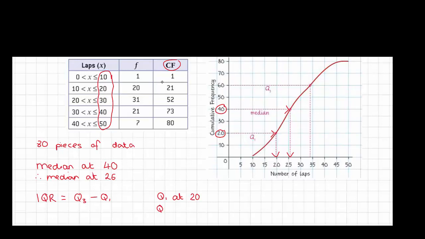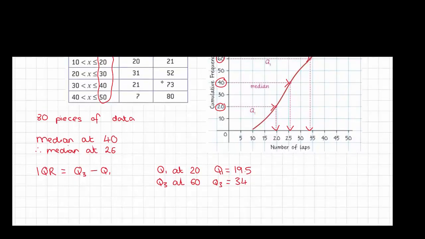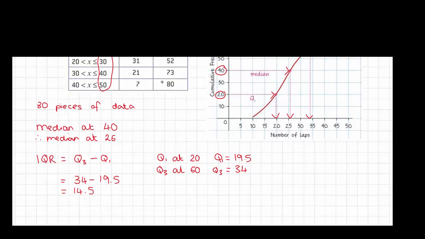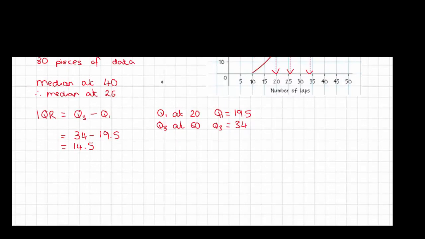And then remember, quartile 3 will be at 75% of the data, which would be 60 out of 80. Once again, we read off from there. So I would say that quartile 1 will equal 19.5, and quartile 3 will equal 34. From there, we can work out the interquartile range, so that would be 34 minus 19.5, which will give us 14.5.